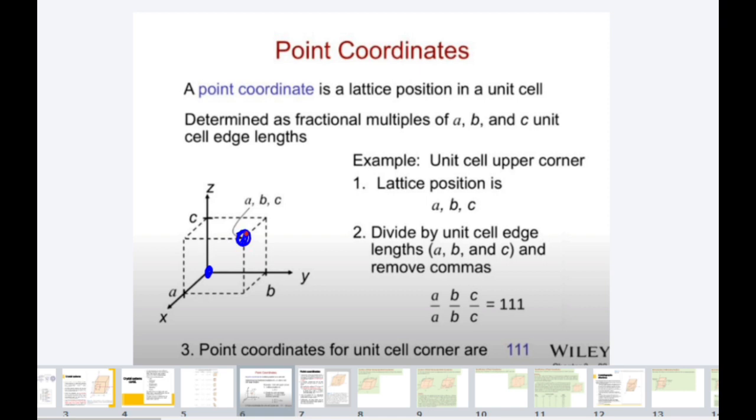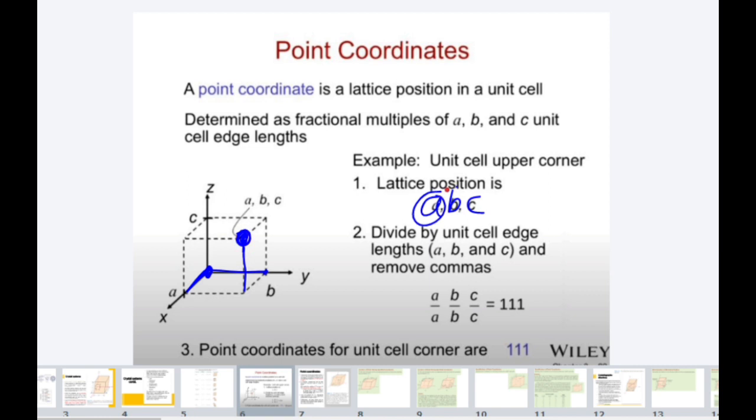Why? Look here. This is at this corner. If we go along a, it is the complete a. Along b, again, it is the complete b. And along z, if you go from here, it is the complete c. So we have complete a, complete b, and complete c. We don't know what a, b, c are, it depends on the material. It can be 10 nanometers, it can be 20 nanometers. It depends from material to material.